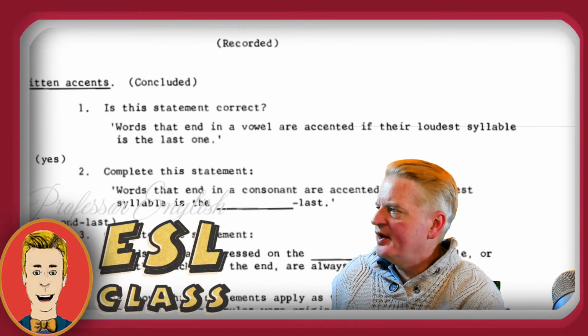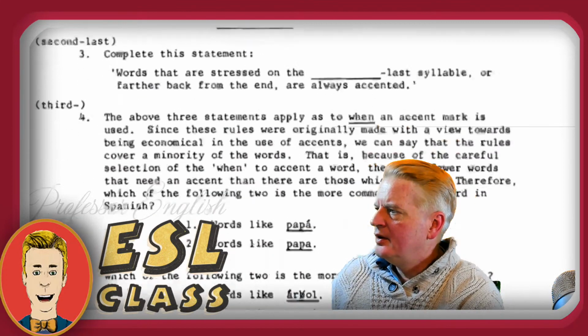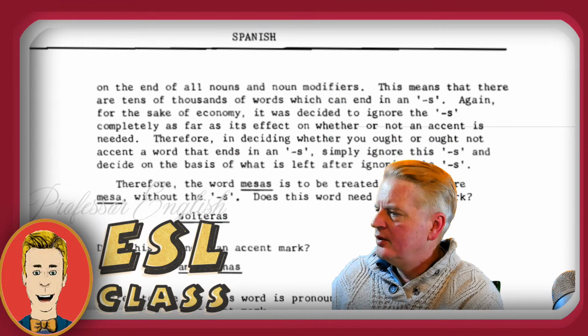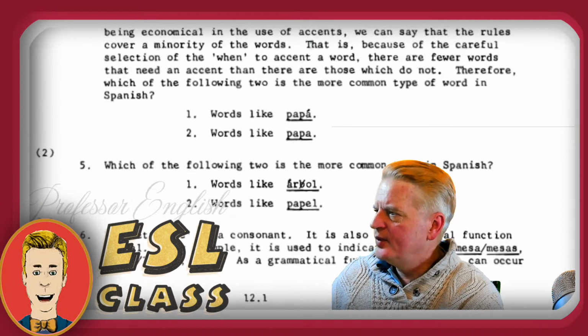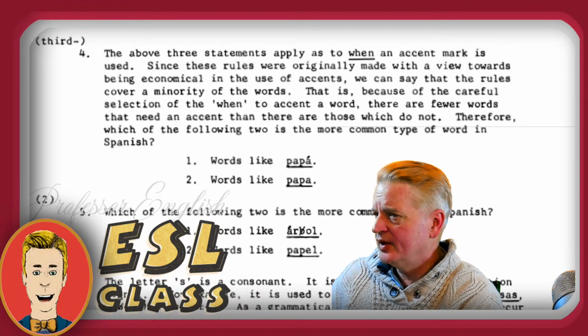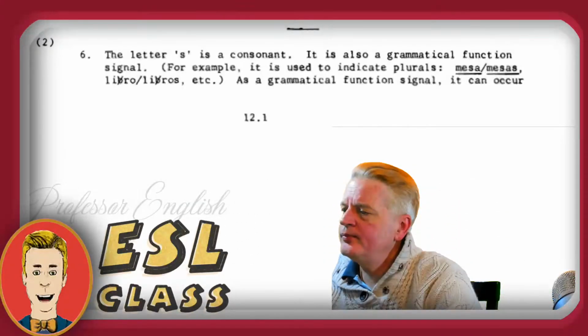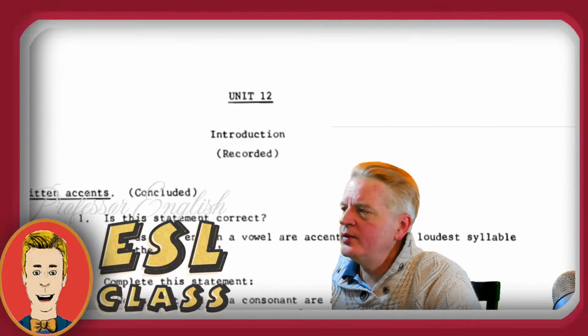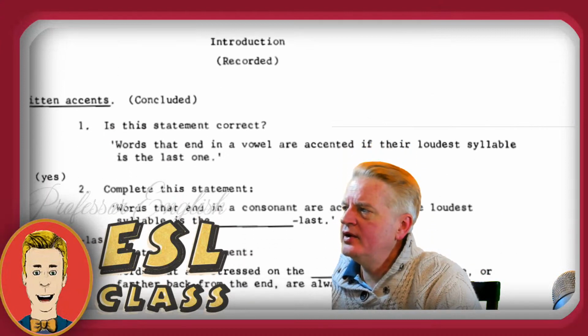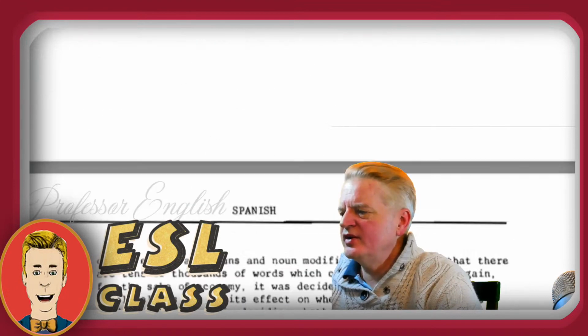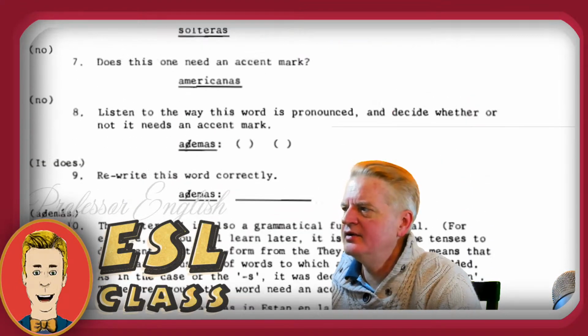Why did he say number 8? Are they skipping all this information here? Okay, well, let's read through this before we start the recording, because it seems to start at number 8. Let's just see. This is Unit 12, Introduction, recorded, concluded. All right, well, no, we'll just go to number 8. Forget it.